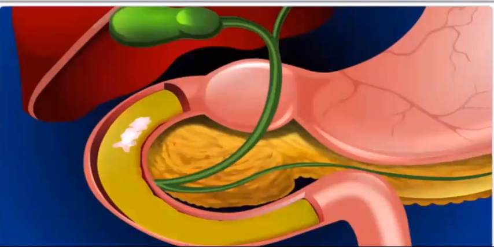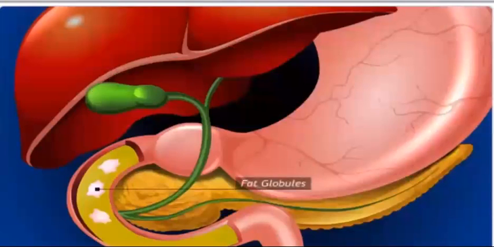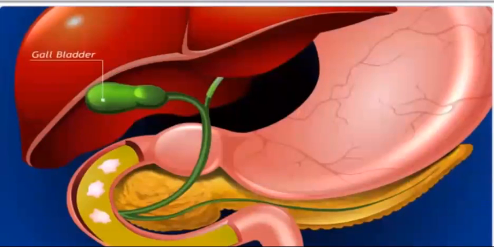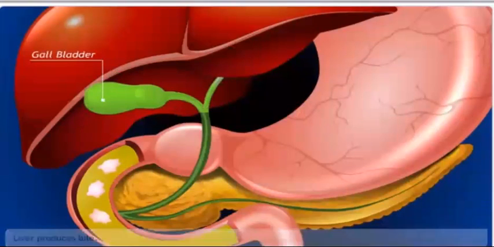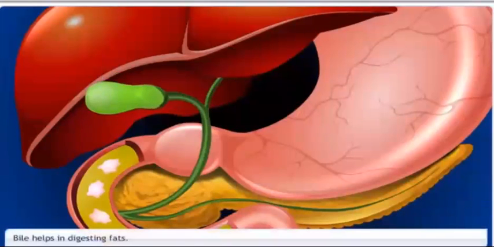In the duodenum, fats are present in the form of large globules, which makes it difficult for the enzymes to act on them. These fats are broken down by the bile juice secreted by the liver. The liver is a digestive gland that produces bile, which is stored in the gallbladder until it is required. Bile contains bile salts that break down the fat into smaller globules.